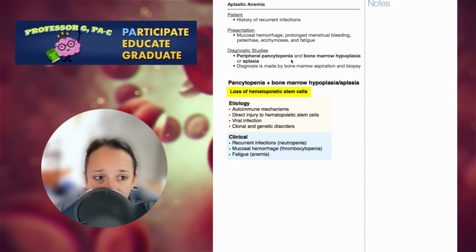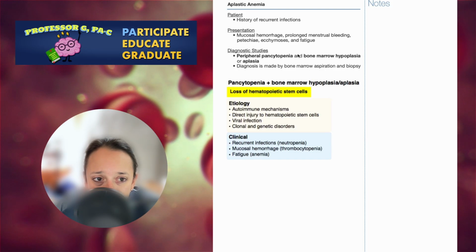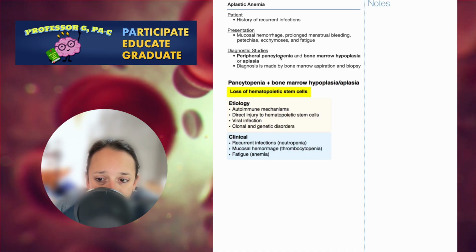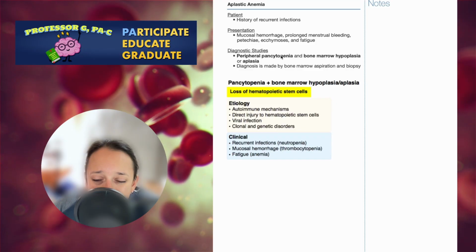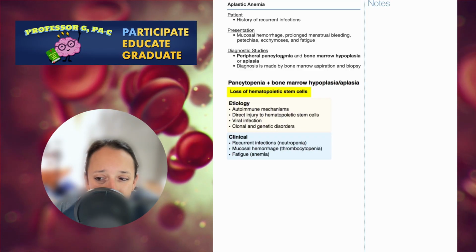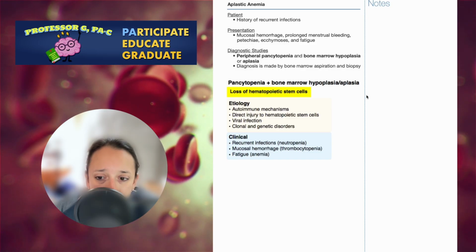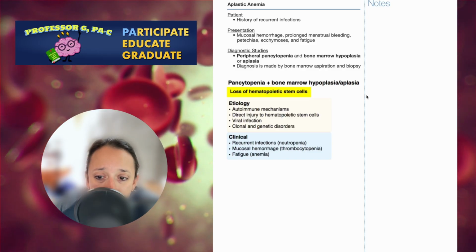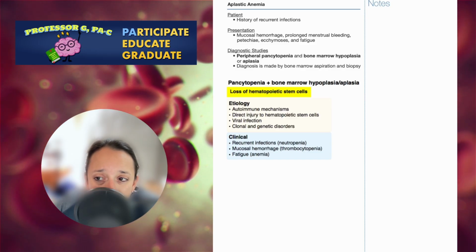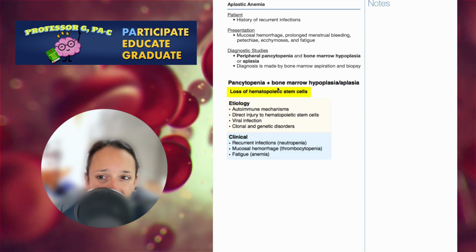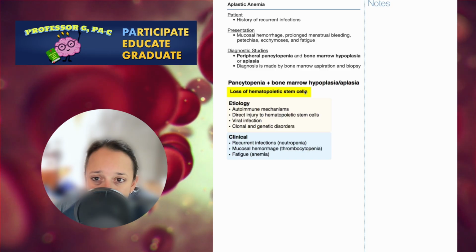On lab work, we'll see the pancytopenia and a low reticulocyte count because the bone marrow isn't making any new cells. The peripheral smear usually looks pretty bland. There's not a lot of abnormal cells, just a lack of cells altogether. The diagnosis is confirmed with a bone marrow biopsy. We see a hypocellular marrow, just fat instead of hematopoietic cells.